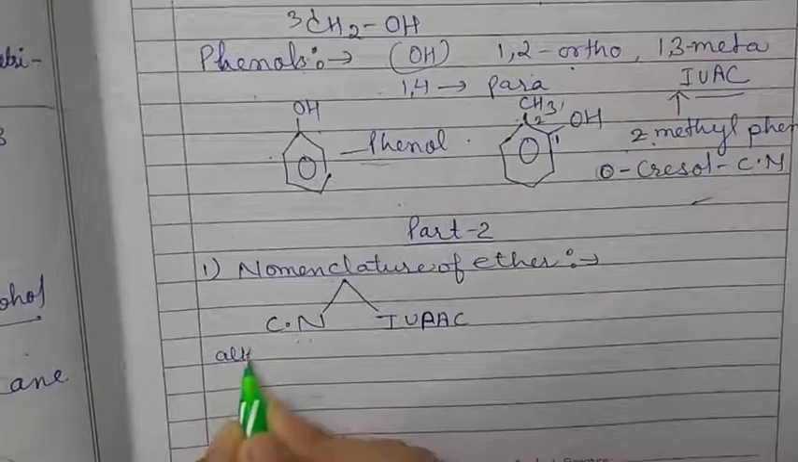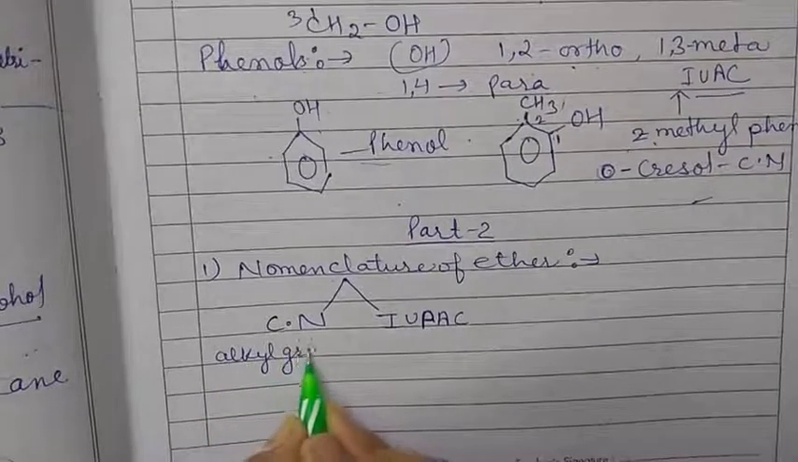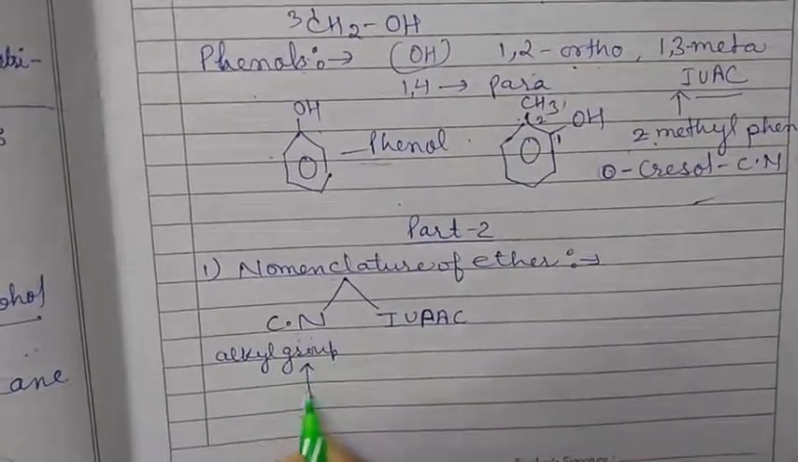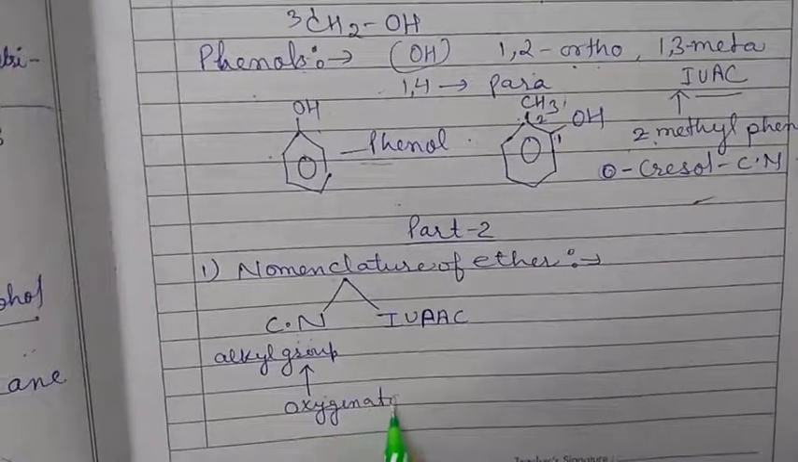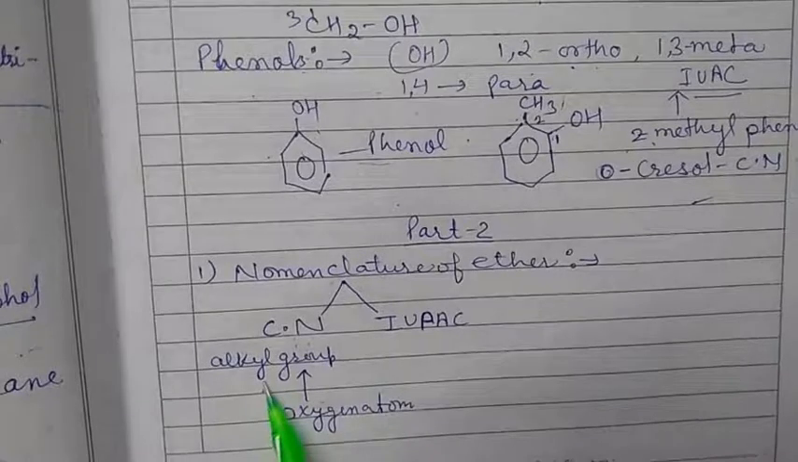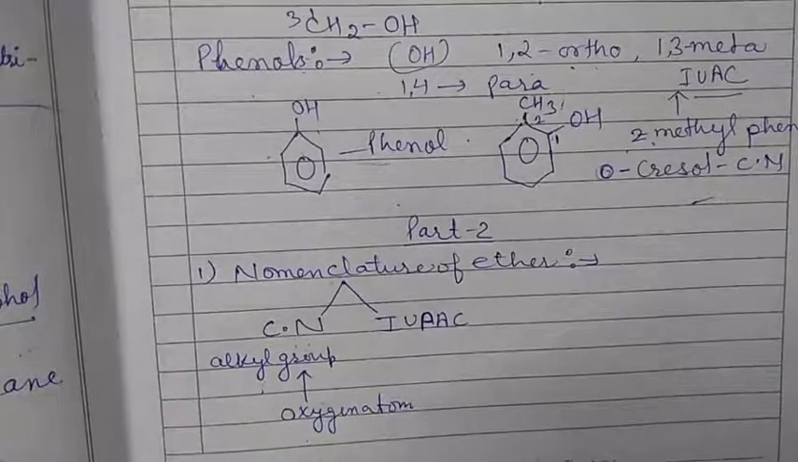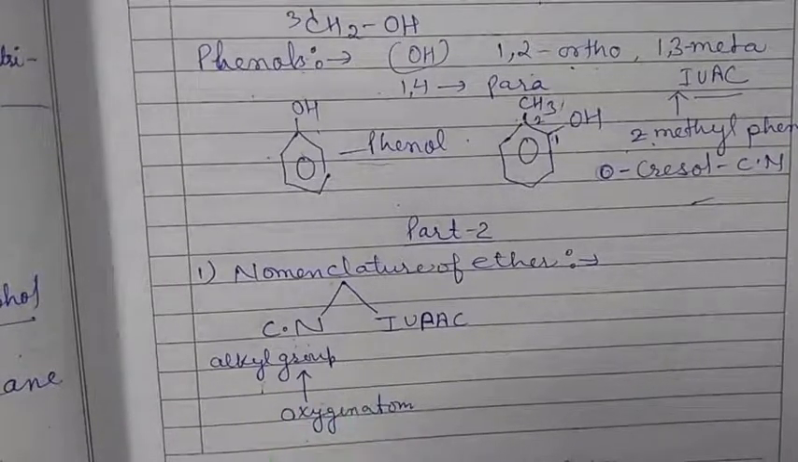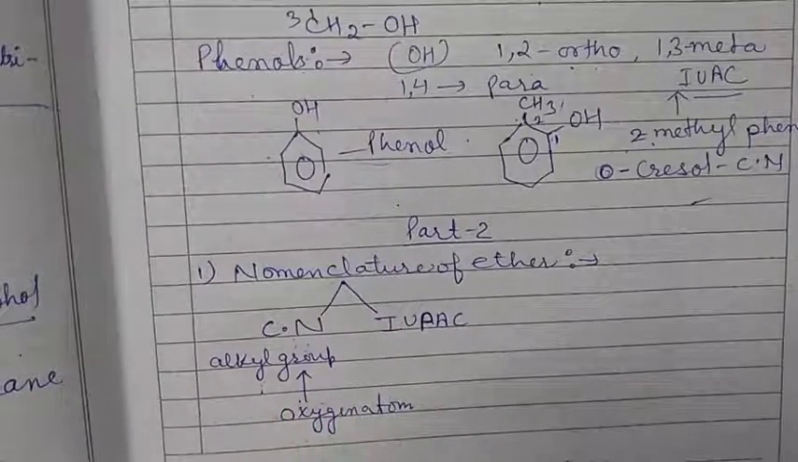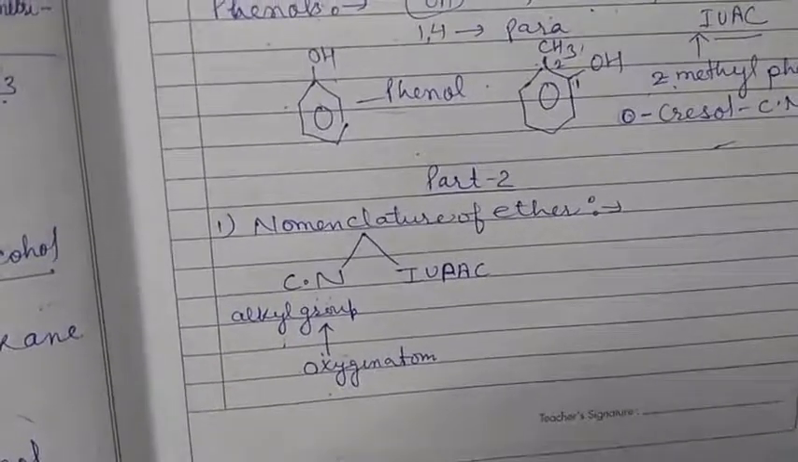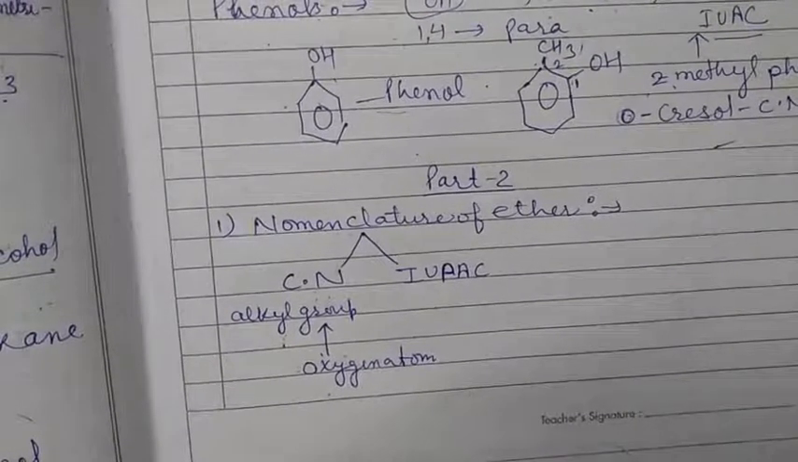That is the alkyl group which is attached to the oxygen atom. The names of the two alkyl or two aryl groups linked to the oxygen are written as separate words, and they follow the alphabetical order rule.